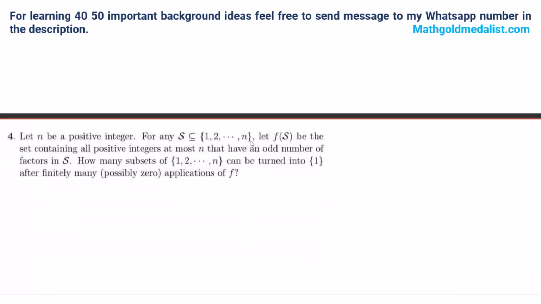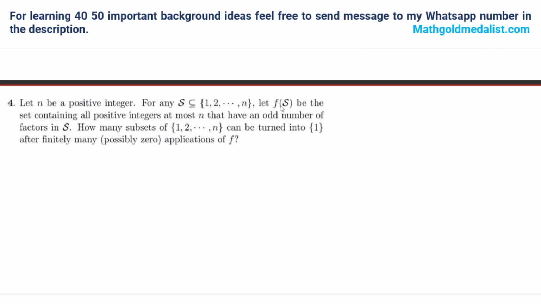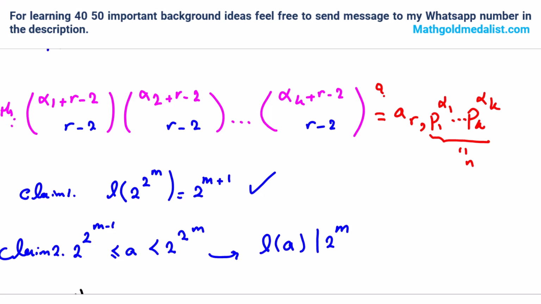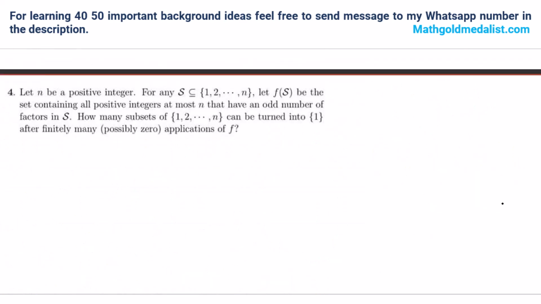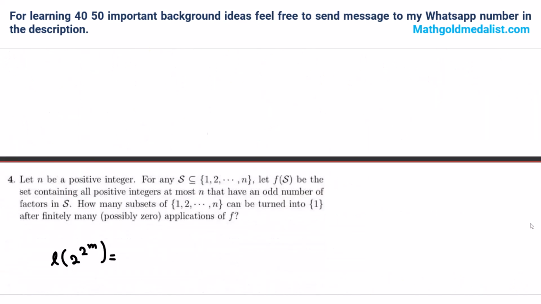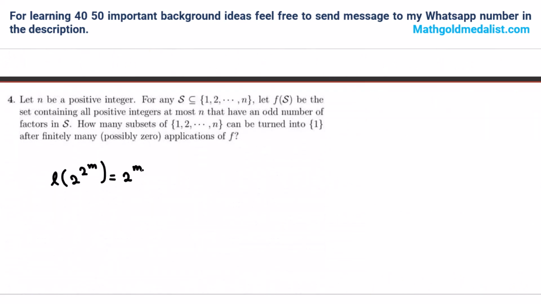So if you want to answer this problem, it says let f of s be the set this, and for this n, how many subsets of this can be turned into 1? We proved what? We proved L of 2 to the 2 to the m for the first time, that the length changes is this one, and this was 2 to the m plus 1, right? So now that we proved all these things, the answer of this problem will be what?